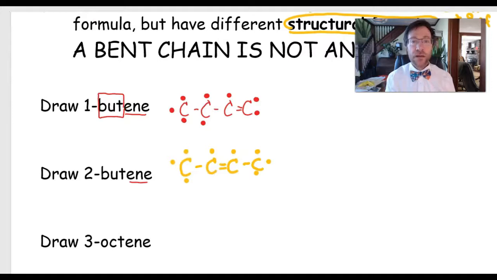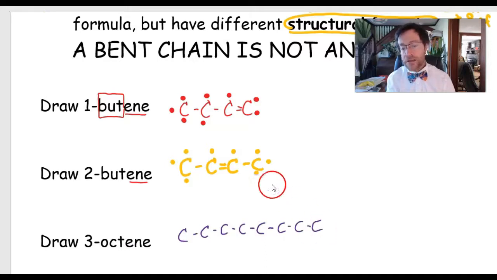You guys picking up how this works? Let's try this one. Octene. Oct is 8. So meth, eth, prop, but, pent, hex, hept, oct. Okay, octene, but here's my ene.